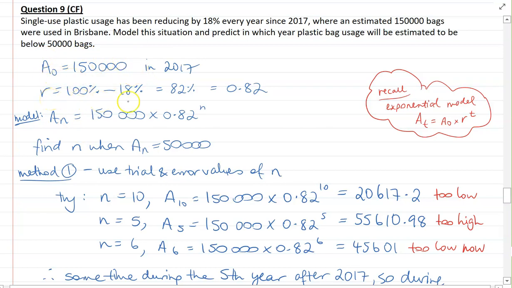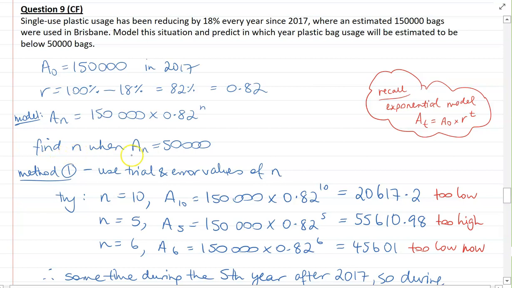Our decay rate is essentially 82% of the previous year, so our R value is 0.82. Remembering that decay is less than 1 and growth is more than 1 as your R value. So our model is A_n equals 150,000 times 0.82 to the power of n. So n represents the number of years that have gone past.